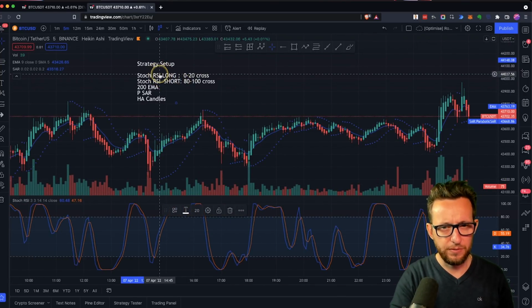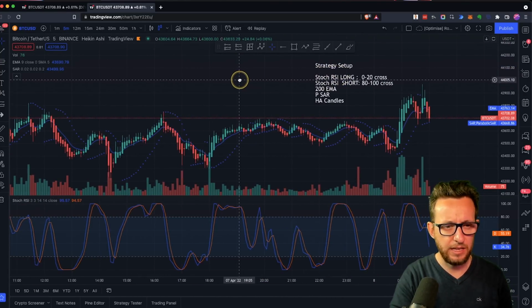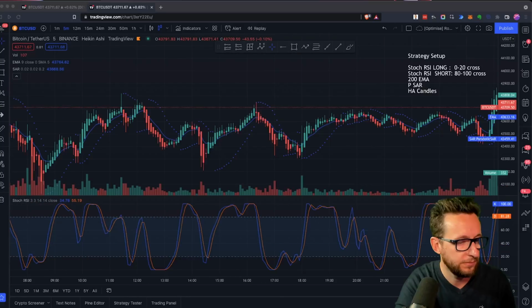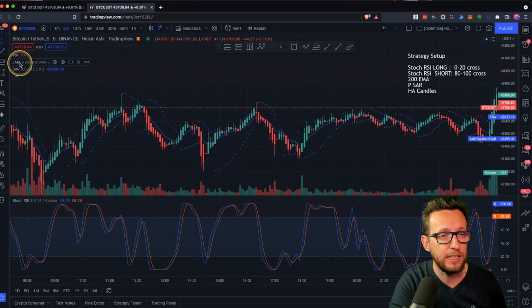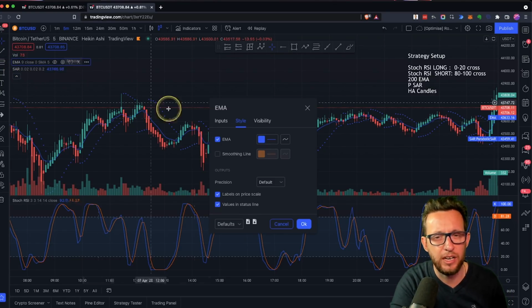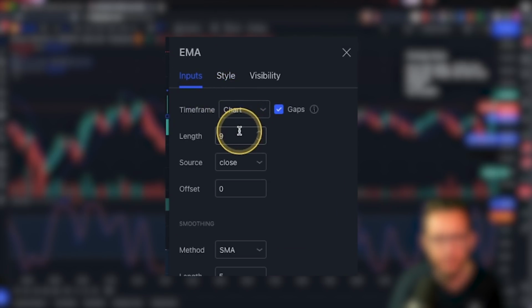Right, let me move this over here, and we're going to talk about the actual setup. Okay, for our setup, the only thing we're actually really going to change is the EMA. Currently it's set to 9. I'm going to set that to an EMA of 200. That's going to give us our trend direction.